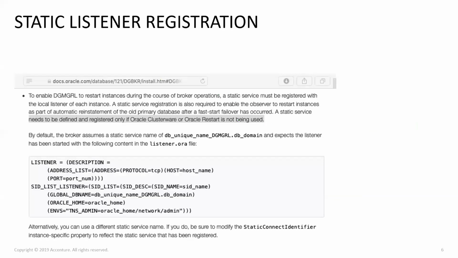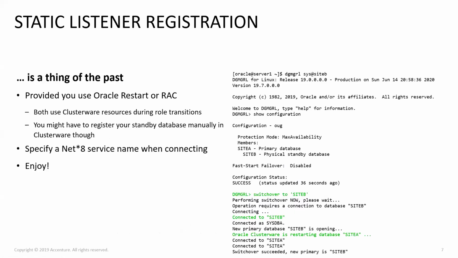This is an excerpt from the Oracle documentation for 12.1, and the highlighted part is mine here. A static service needs to be defined and registered only if Oracle Clusterware or Oracle Restart is not being used. That means you only need this in case you're using single instance without any trace of Clusterware being present. If you don't have Clusterware, then you have to follow this thread here. You see in a gray box what you need to enter into the listener.ora file. So the static listener registration is a thing of the past, provided you use Oracle Restart or RAC.